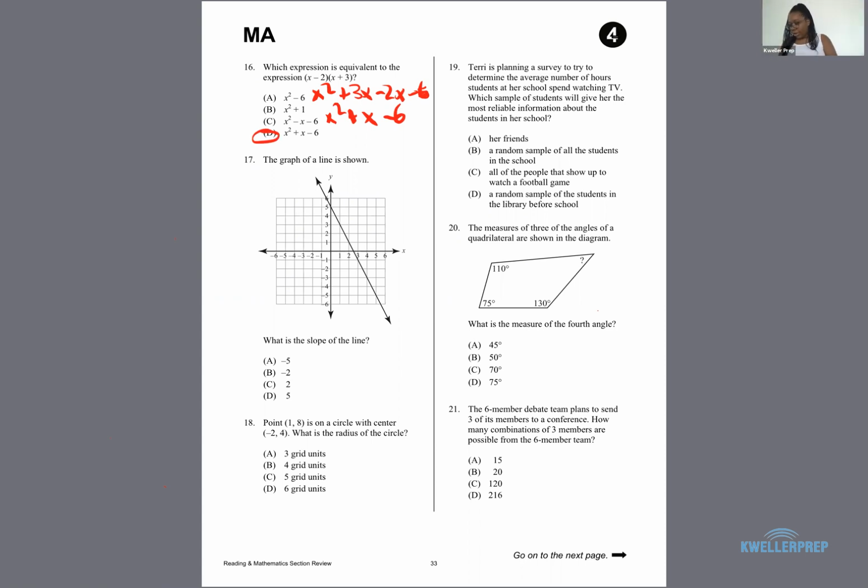The graph of the line is shown. What is the slope of the line? Now, the long way to do this is what you'd think. You find 2 coordinates on the graph, you write out the coordinates, and you do rise over run, blah, blah, blah. But there's an easier way to go about doing this, when you just use the graph that they give you. You can find the slope using what you've got. So slope is rise over run, right?